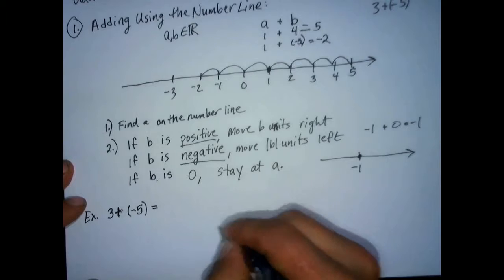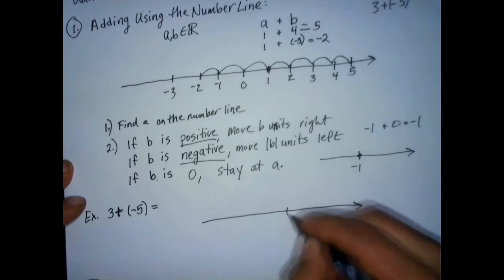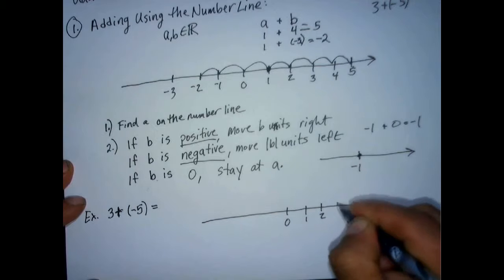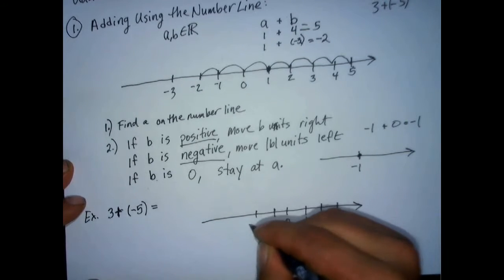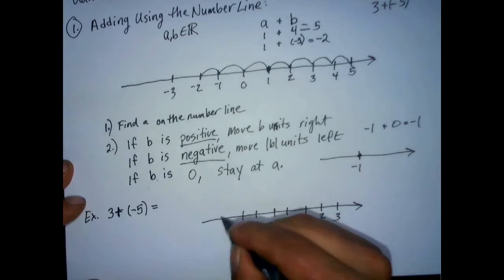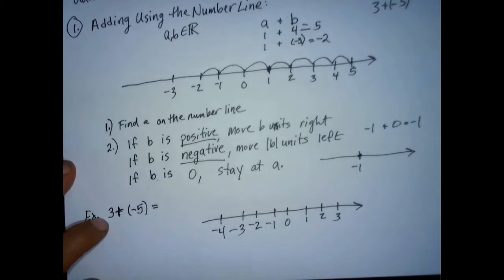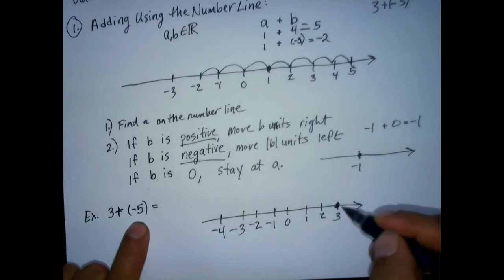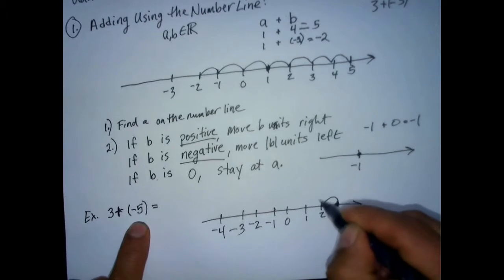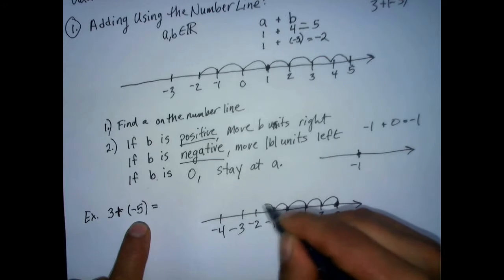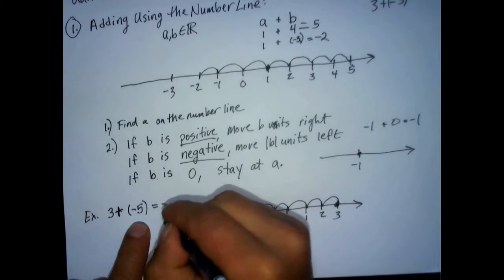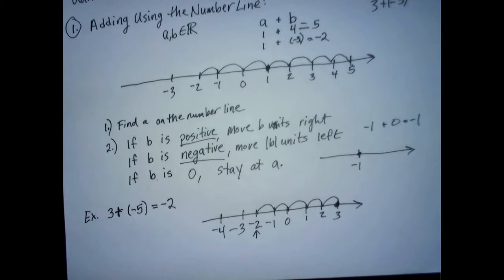All right, so we're going to start at 3. 0, 1, 2, 3. Okay, so here's my beautiful number line. We're going to start at 3. B is negative, so we move left 5 units. 1, 2, 3, 4, 5. And we landed at negative 2, so that's the sum. Easy schmeezy, right? Hey, even I can do this. I know you can do this. There's more examples.